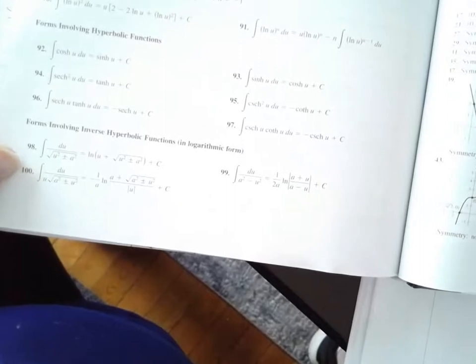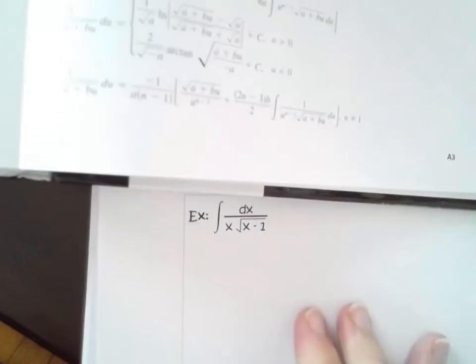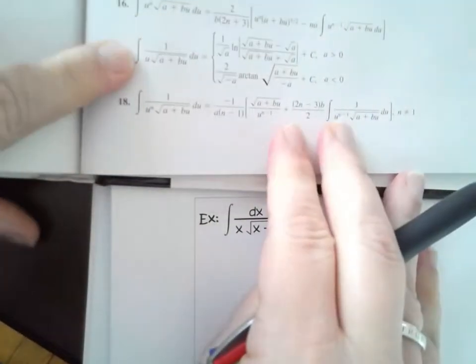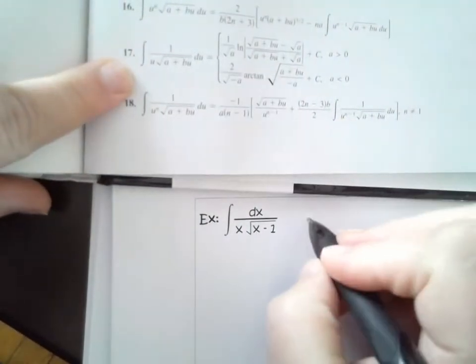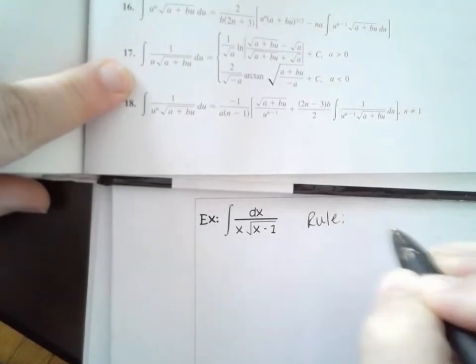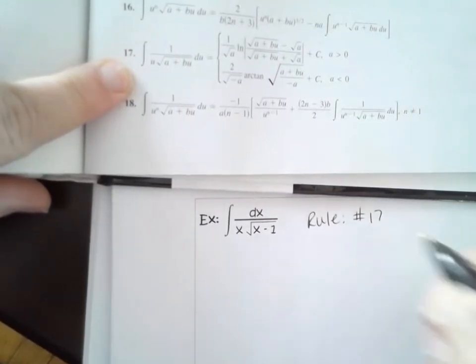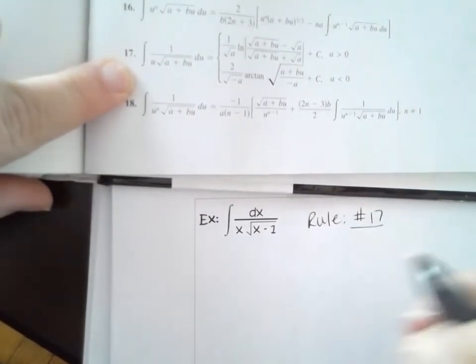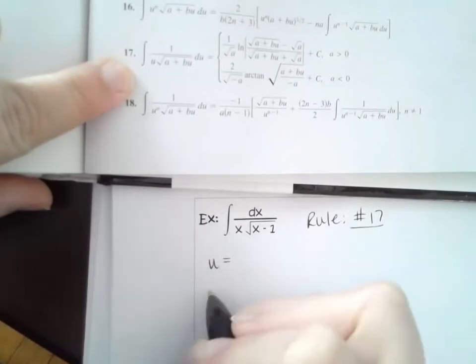And I don't see anything on the last page that applies either. Okay, so my best bet from what I've seen is number 17. All right, so this is how you would do the problem. I would write down that I'm going to use rule number 17. Okay? And I'm going to assign my u and my a.